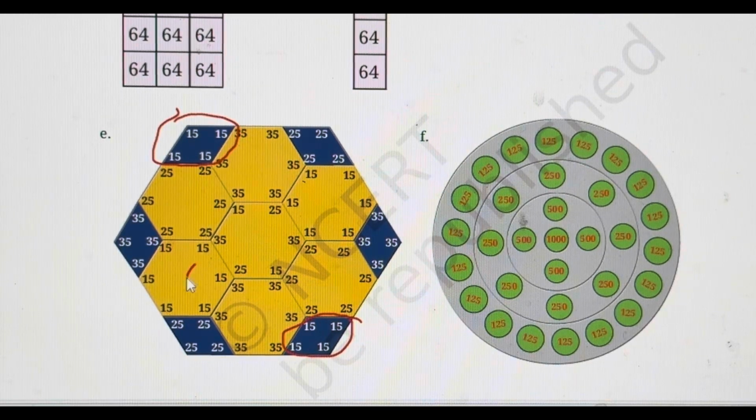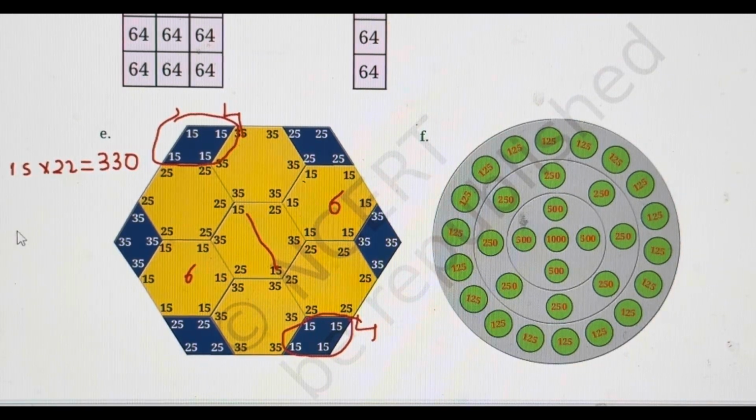Then here there are 6. Here also 6. So here 4, here 4. So 6 plus 4, 10. 6 plus 4, 10, 20. And in the center also there are 2. So total 22 times 15 is there. So we can write down here 15 into 22. If we multiply, we get that as 330.